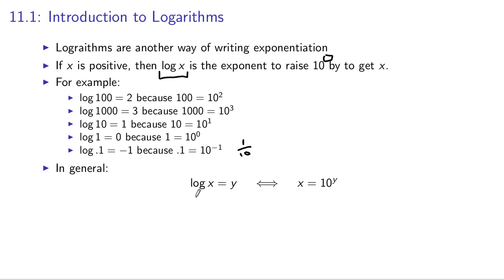So in general, we can write the logarithm of x equals y if and only if x equals 10 to the y power. You can see how these are related with this if and only if. And this is only true when x is greater than 0. So the logarithm of x is y means the same as x is 10 to the y power. This will make more sense as we use this idea.